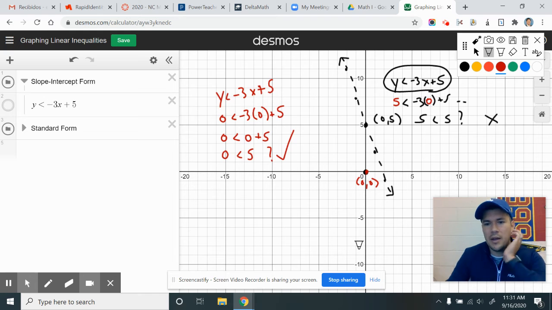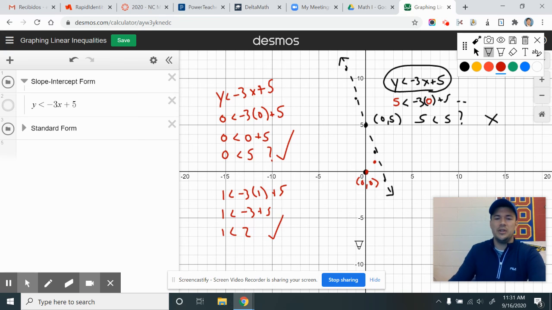And really, I can pick any point that I want in this area. For example, I'm going to get really close to the dotted line, but I know the point (1, 1) is on this side of the line. So I'm going to substitute (1, 1). 1 is less than negative 3 times 1 plus 5. I keep substituting x and y. So 1 is less than negative 3 plus 5, or is 1 less than 2? The answer is yes, 1 is less than 2. It's a little closer, but it is true.